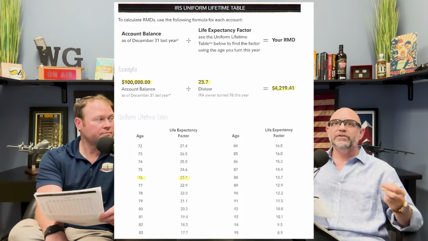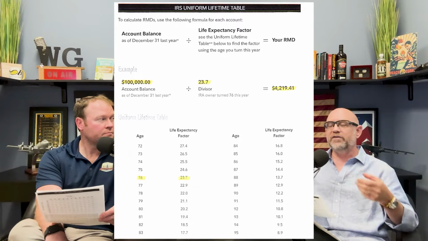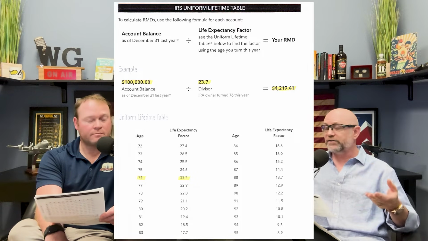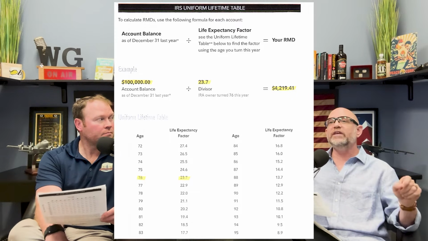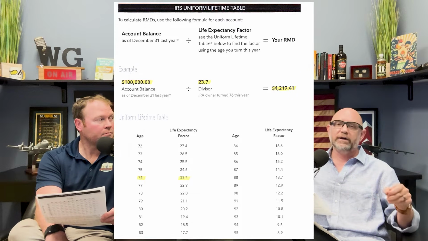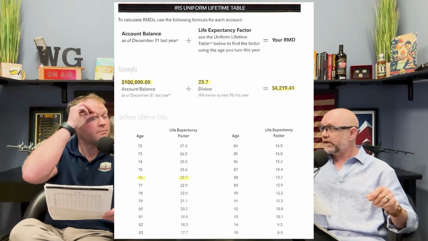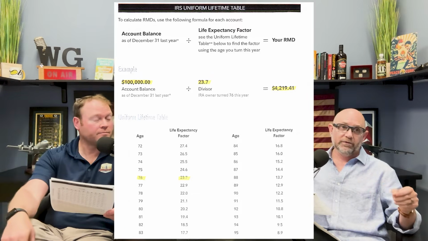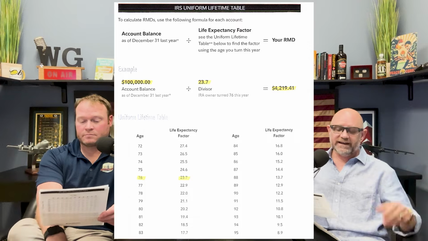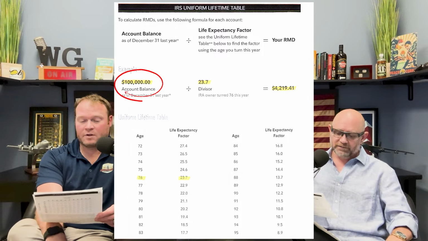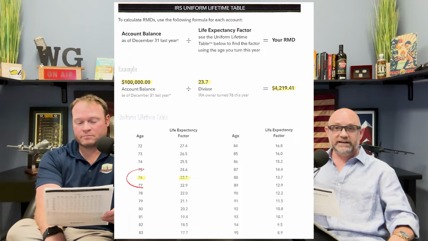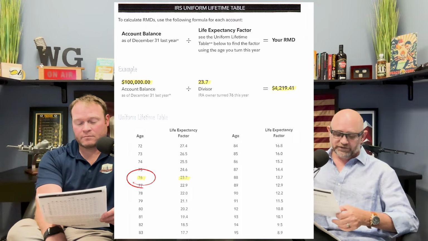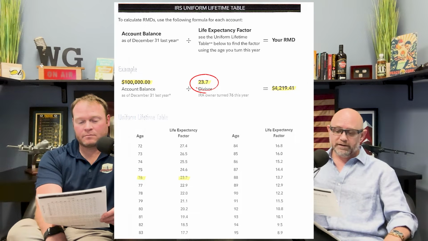So let's say it's 2025. You're turning 73 this year, and you're going to have to start taking out an RMD. The first thing that we need to know is what was the balance of that IRA, we'll call it an IRA, on December 31st of 2024. So in this case, let's say that it was $100,000. And let's say that the IRA owner is 76 this year. So we just look at this chart. Okay, 76. The divisor is 23.7.